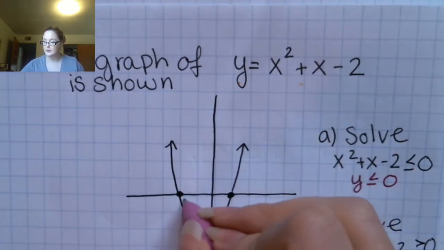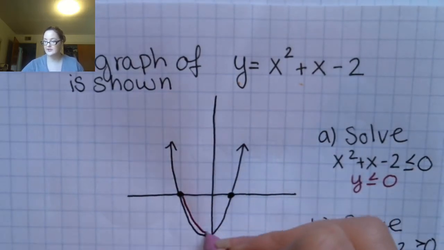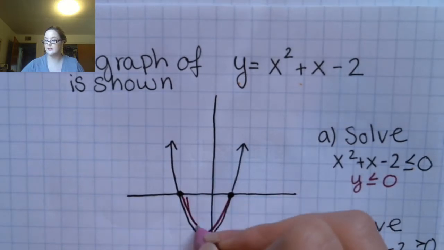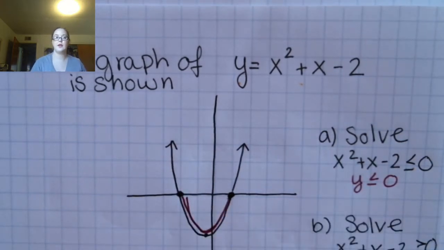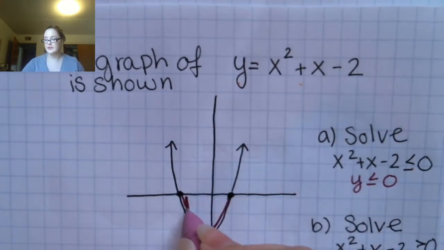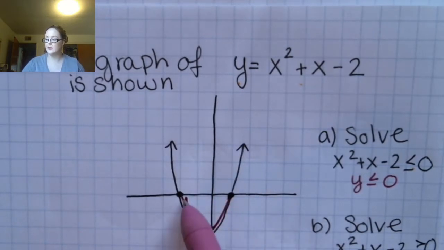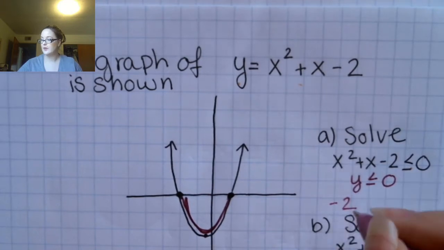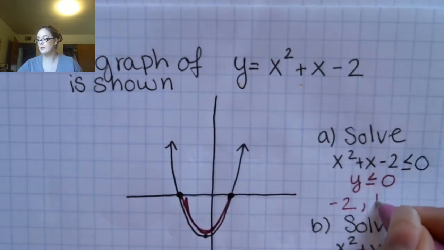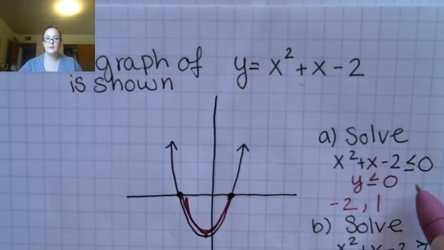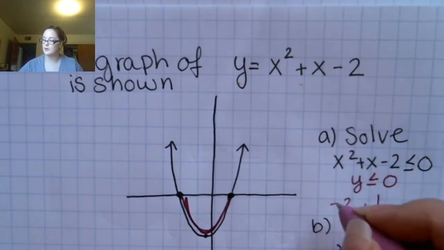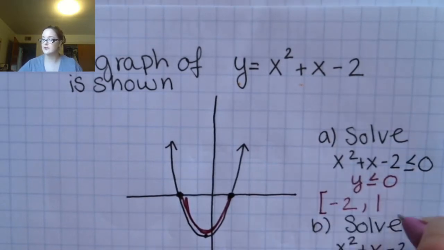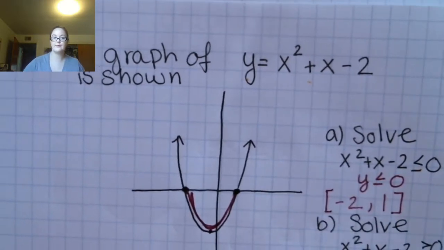Less than 0 is below the axis, so that's going to be this part here. And we're just going to list our x values that go with that. So our x values start at -2, and they go up to 1. Because we have less than or equal to, we're going to include those x-intercepts by using the brackets.